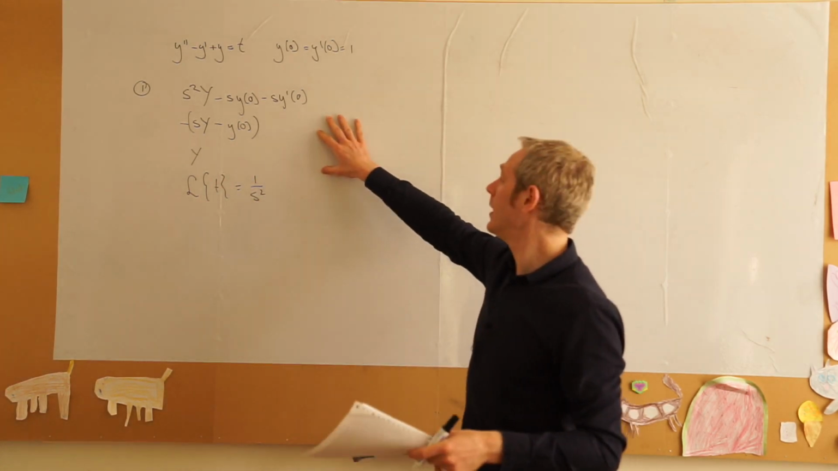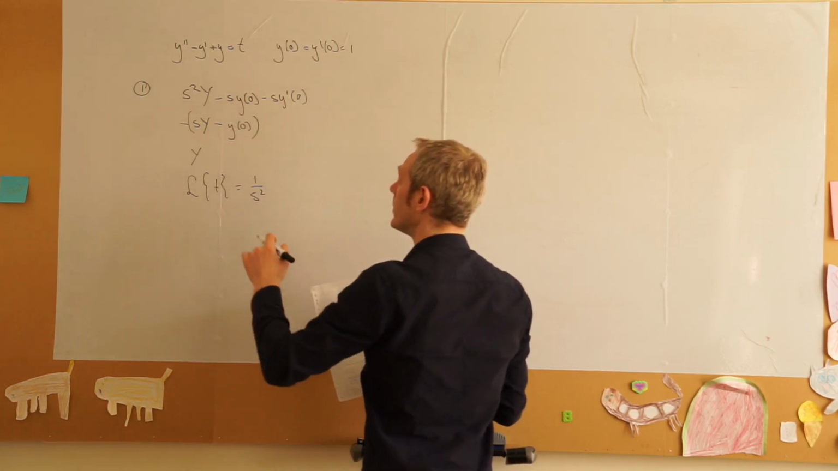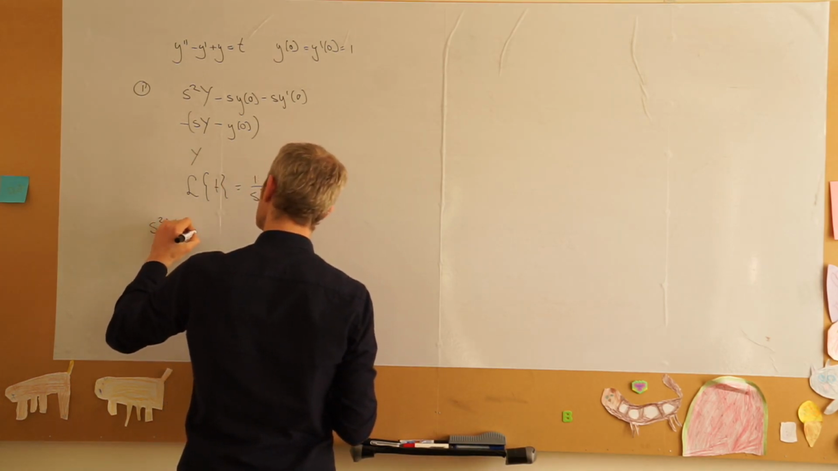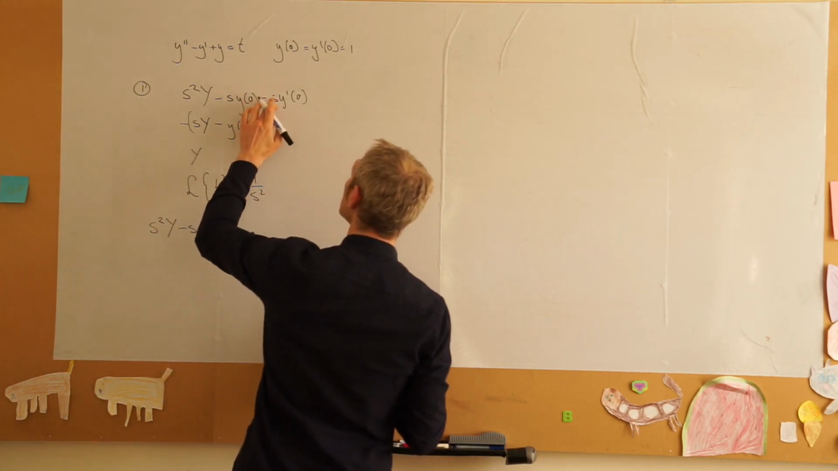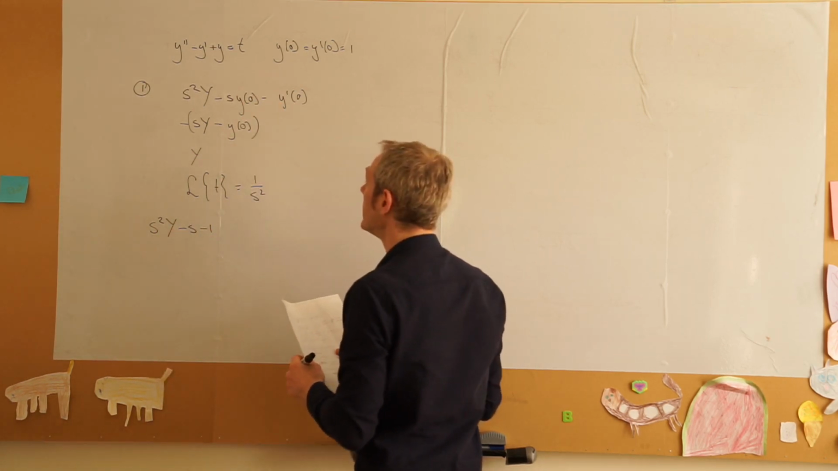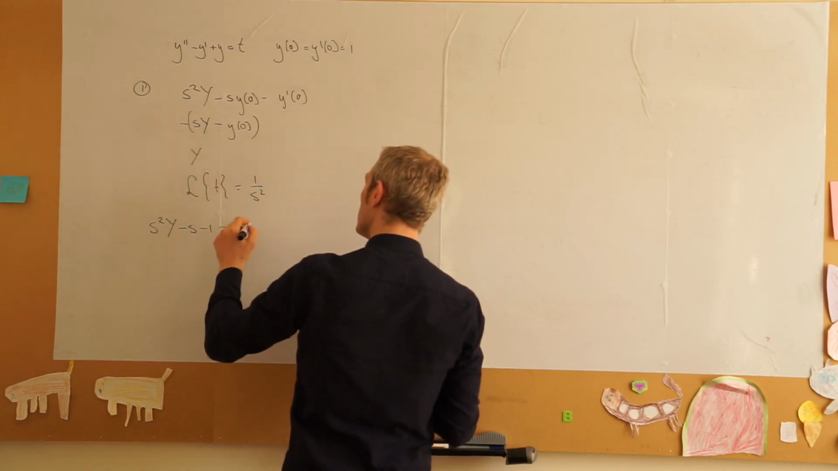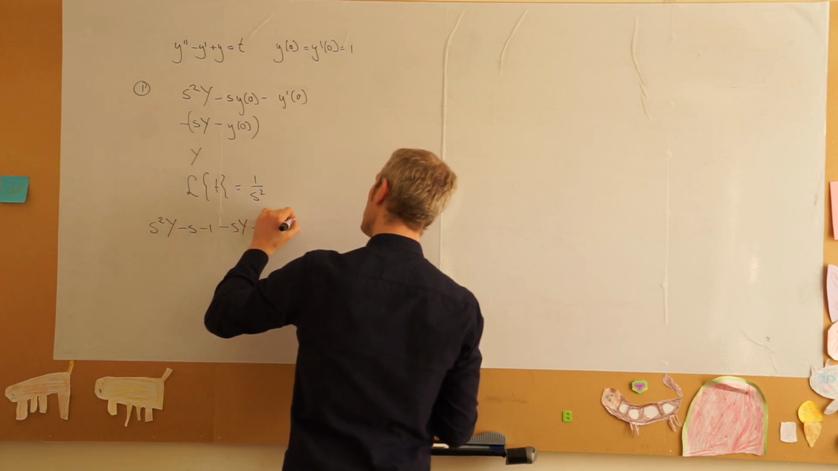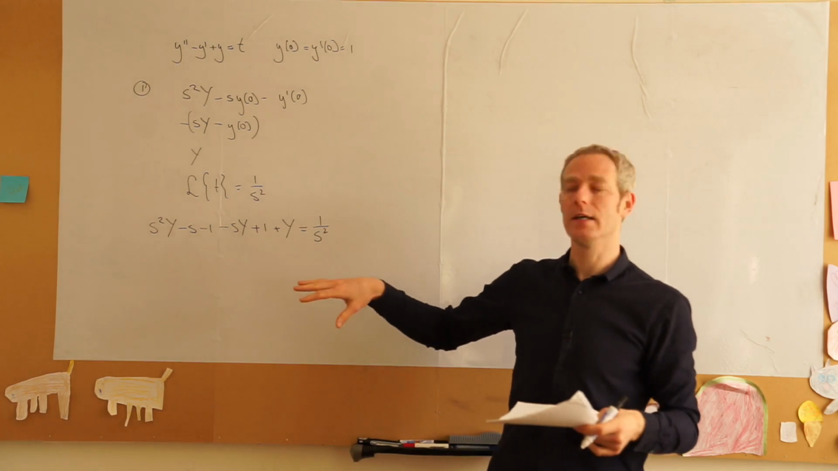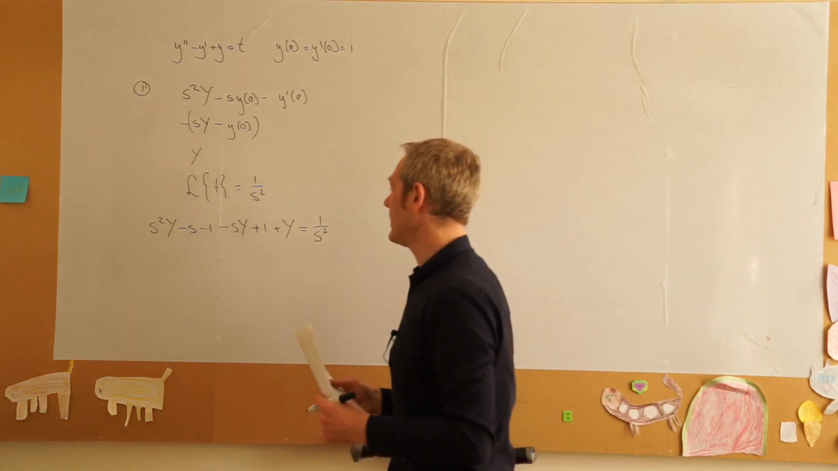Now together we can rewrite this, so y(0) is equal to 1 and y'(0) is equal to 1. So we get s squared times Y minus s, sorry, there shouldn't be an s there, minus 1, minus s times Y minus minus 1, so it's equal to plus 1, plus Y equals 1 over s squared. And now we've taken the Laplace transform, step 1 is complete, and now we want to isolate Y.